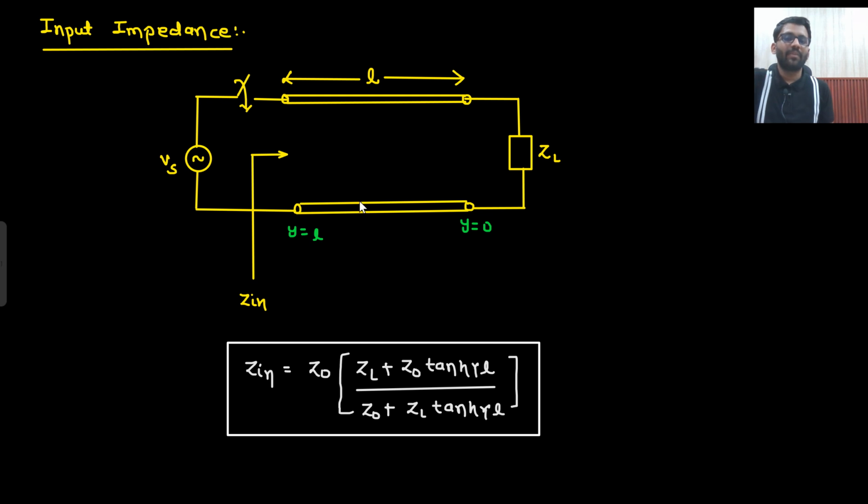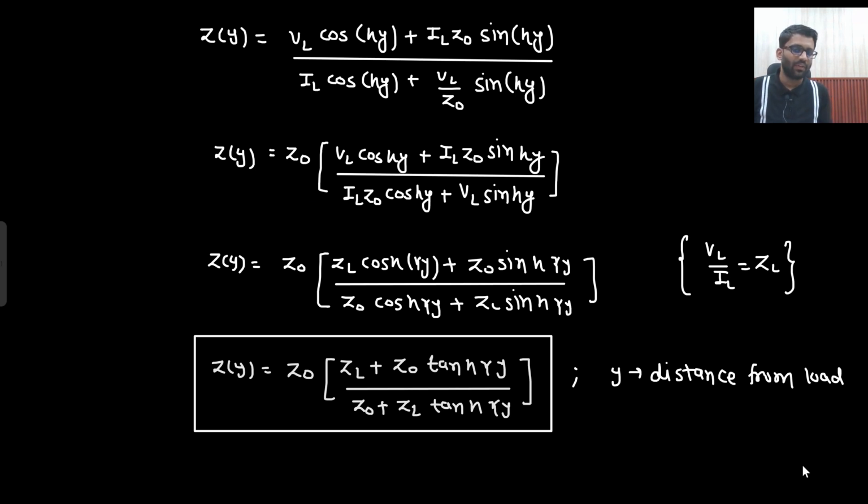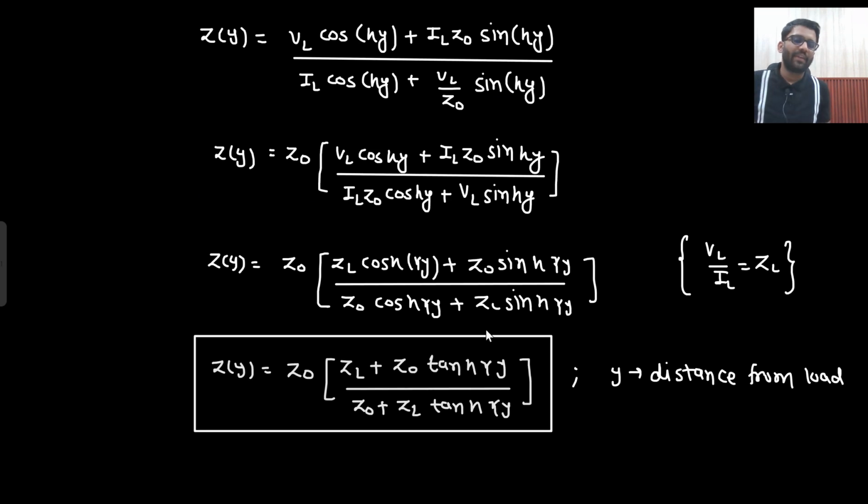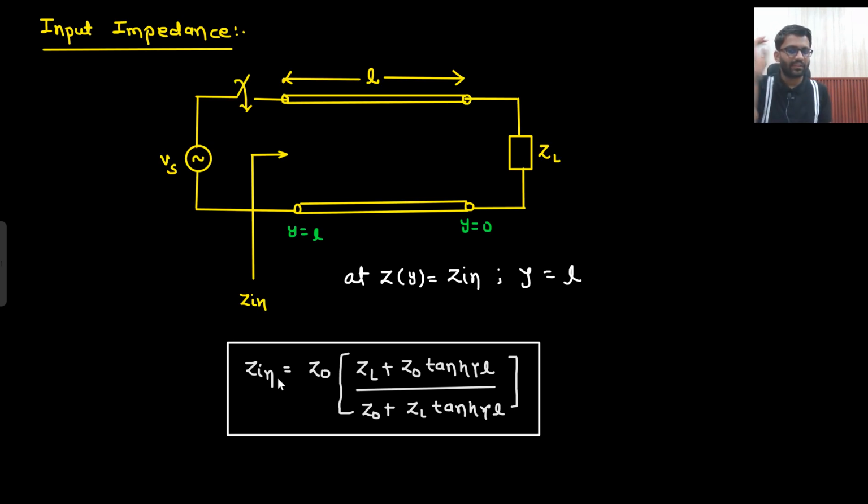And if they ask you input impedance, then what you need to do? You just need to put Y equals L. That's it. In this formula, if they are asking for input impedance, simply put Y equals L, because at Zin, Y is equal to L. So Zin equals Z naught into ZL plus Z naught tanh(γL) divided by Z naught plus ZL tanh(γL). This will be your input impedance. Is that clear to you? We will discuss more about input impedance certainly, but as of now, this is the formula we are getting.